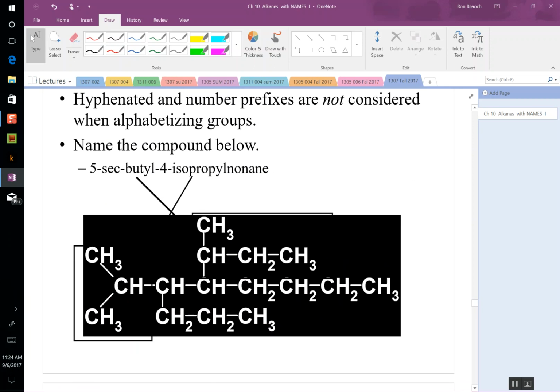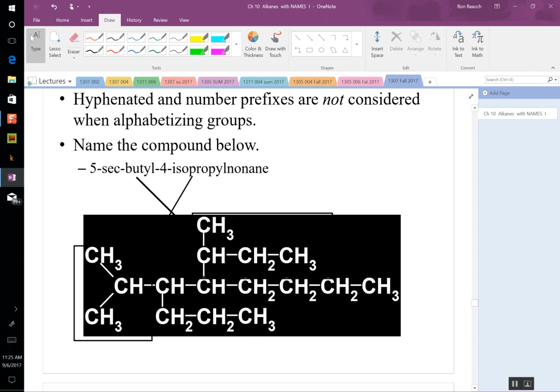Look at that complicated thing. So we got 1, 2, 3, 4, 5, 6, 7, 8, 9, 10. No, wait a minute. 1, 2, 3, 4, 5, 6, 7, 8, 9. 1, 2, 3, 4, 5, 6, 7, 8. 1, 2, 3, 4, 5, 6, 7. So that isn't the longest chain. Let's try this. 1, 2, 3, 4, 5, 6, 7, 8. So even that is not the longest chain. So it's 1, 2, 3, 4, 5, 6, 7, 8, 9.